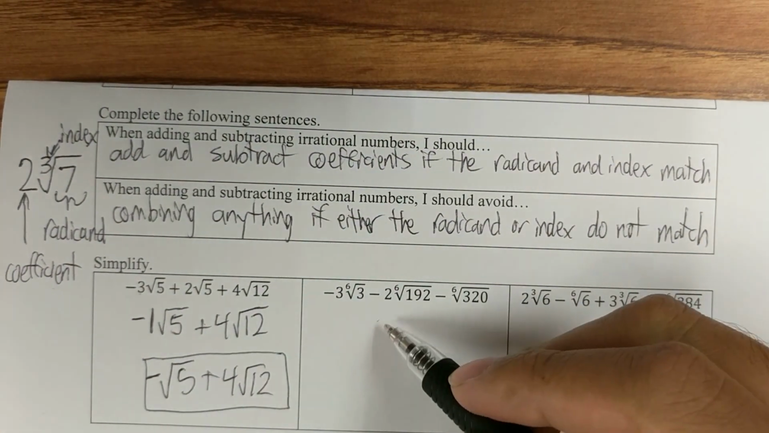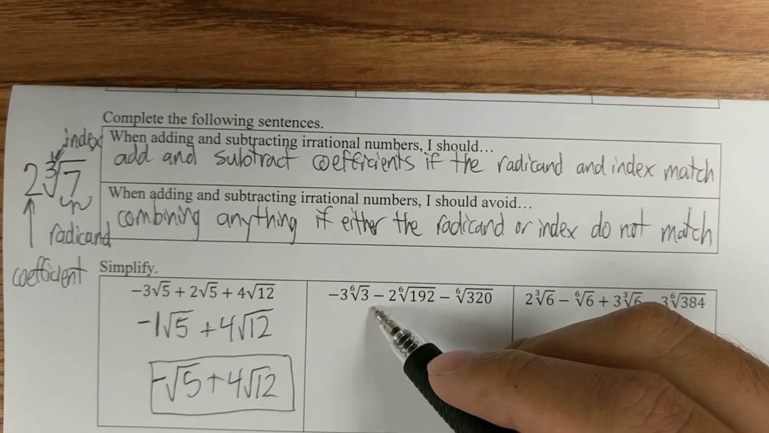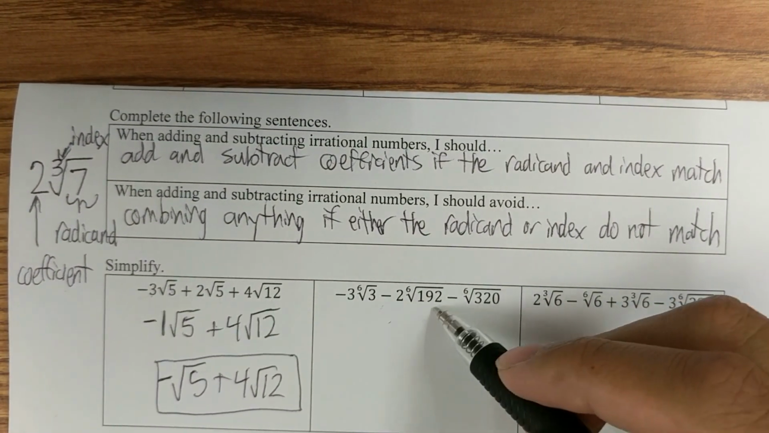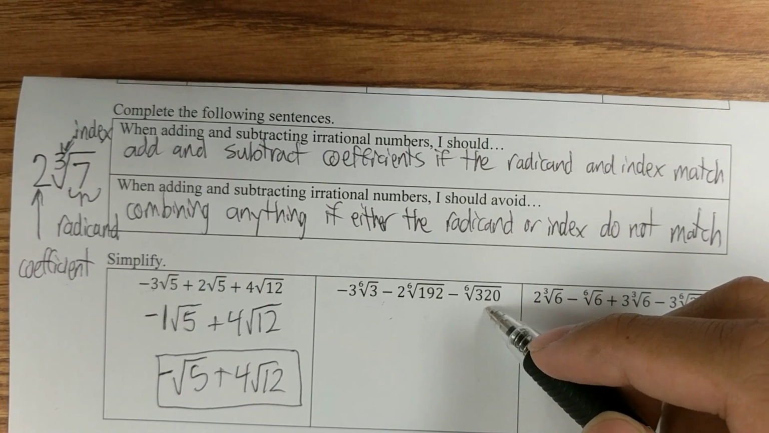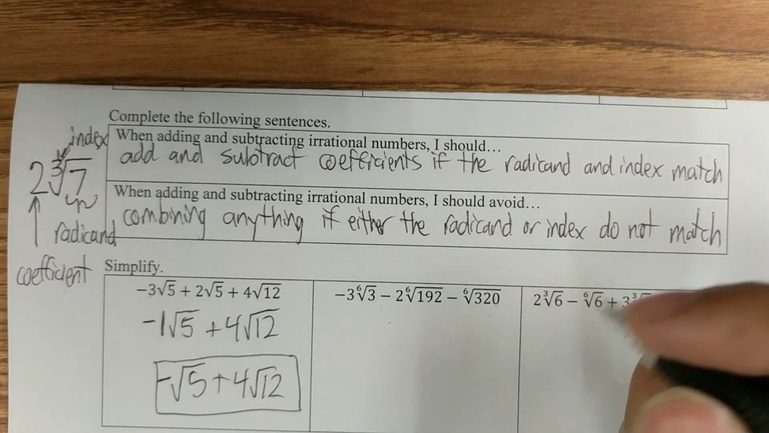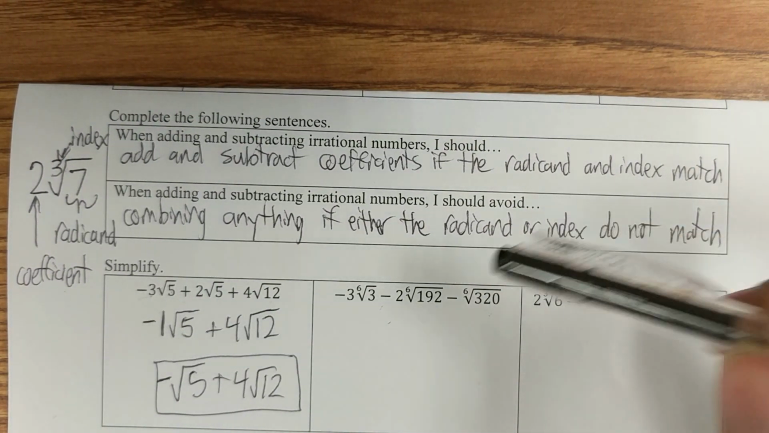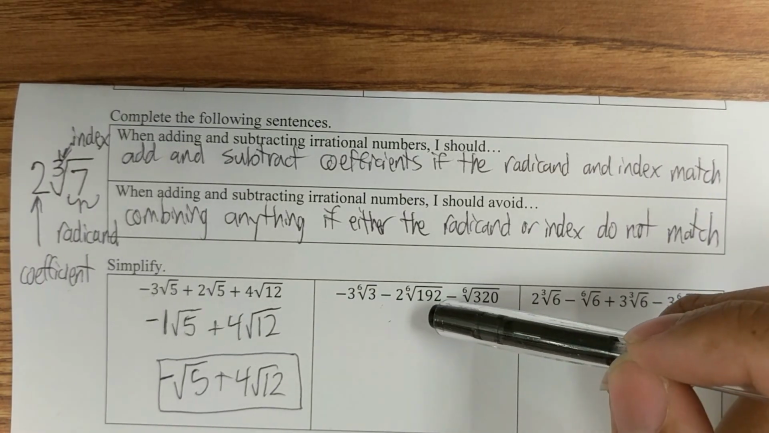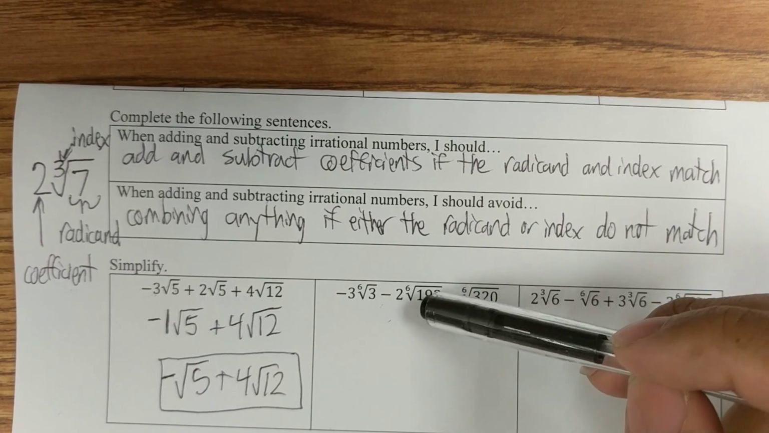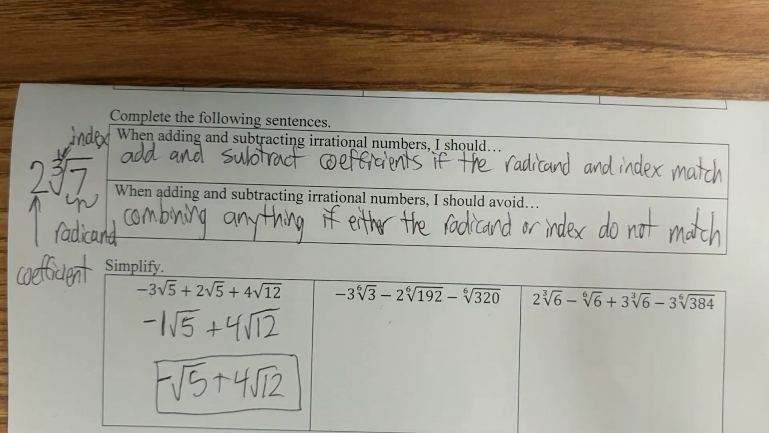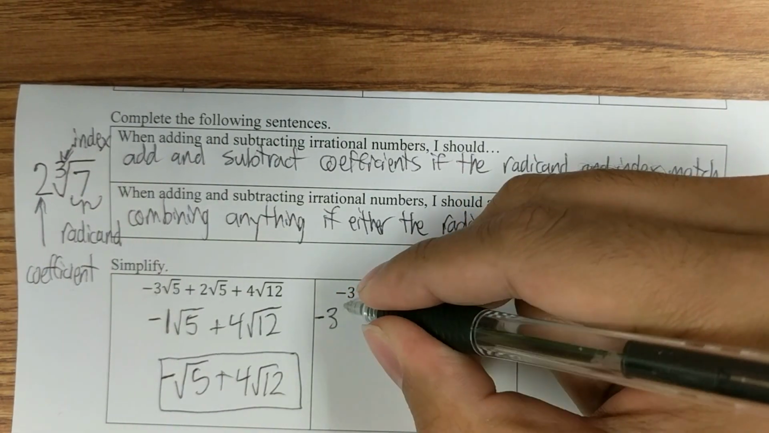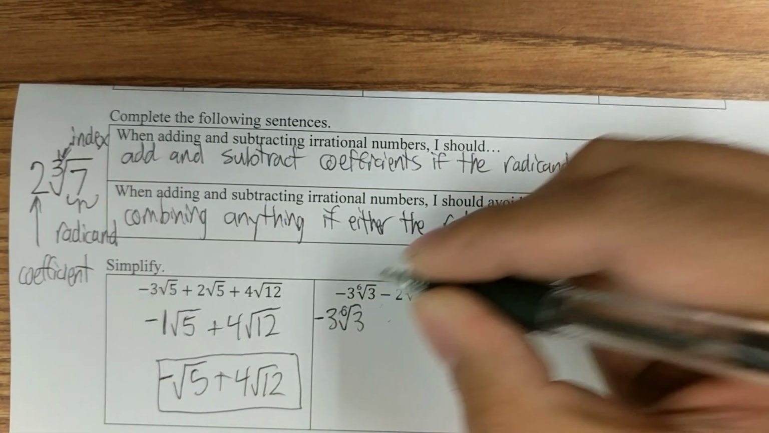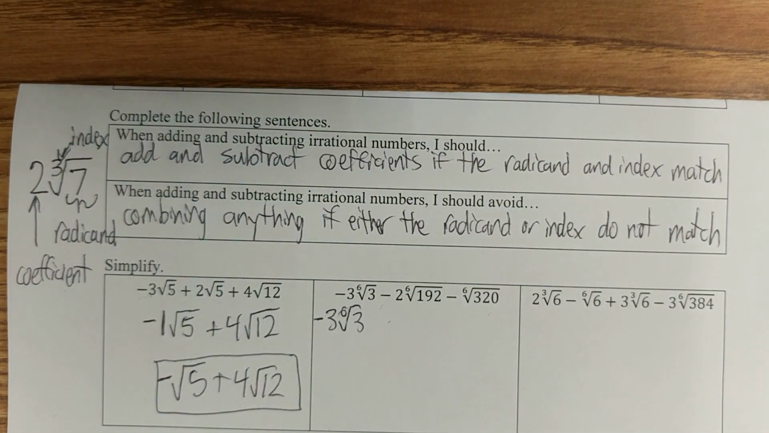In this middle problem, it looks like none of the radicands match. Here's a 3, here's a 192, here's a 320. But we saw in a previous unit that we can simplify them. We can try to pull out factors from here and move them outside. So this one is done. We can't simplify that anymore because this 3 radicand is a prime number. We're not going to be able to factor anything out of it.